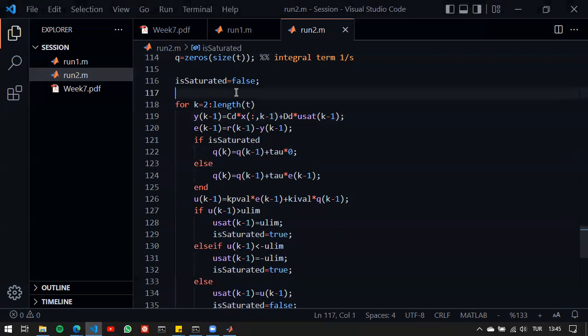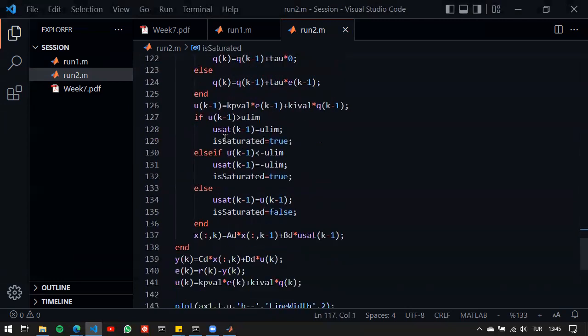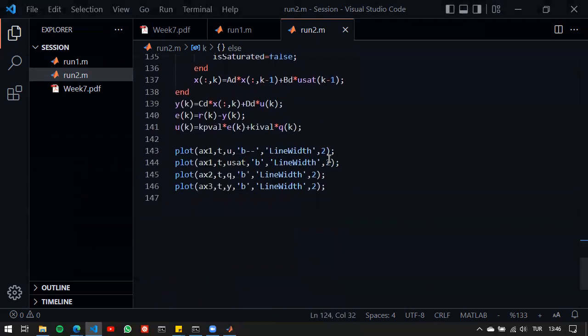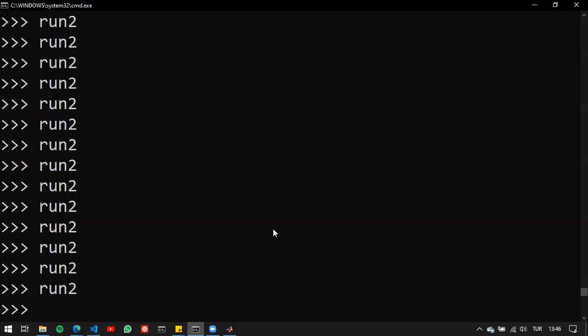So now, since we need to determine if it's saturated, we're using the saturation block here. And if it's saturated, we're adding 0 to the sum. If not, we're adding basically the error to the sum. And that should be basically it. Let's assign a new color. Let's call it red. And let's see what happens.